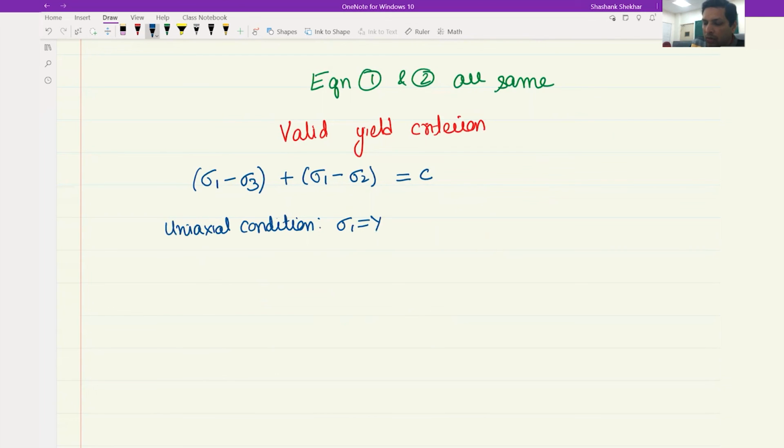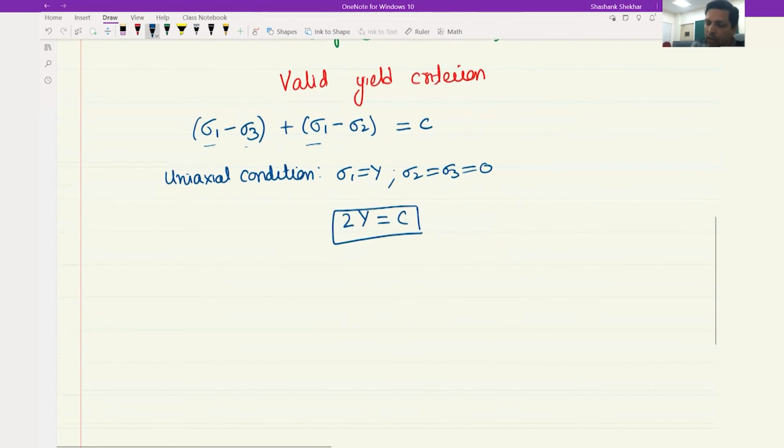Sigma 1 should be equal to Y, sigma 2 equal to sigma 3 is equal to 0. So what we get here is 2Y, because there is sigma 1 here, and sigma 1 here, and these two are 0. So 2Y is equal to C. So there we get the value of C in terms of Y.